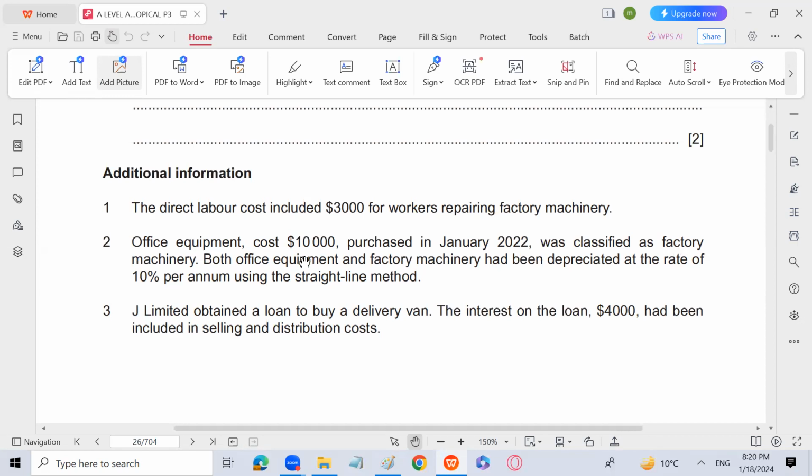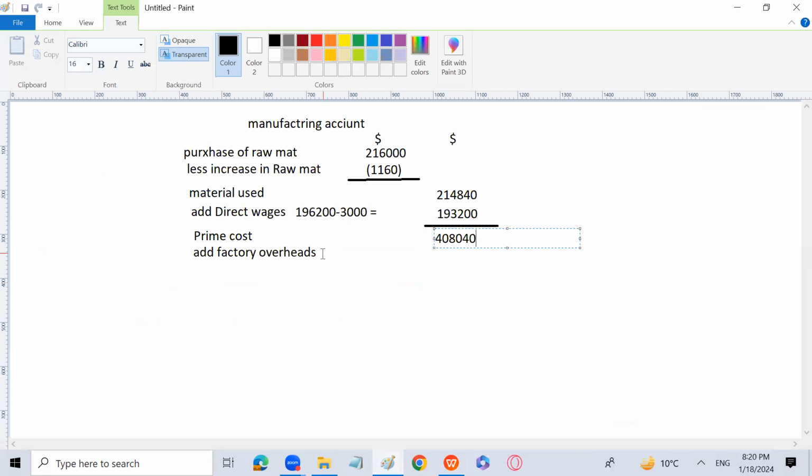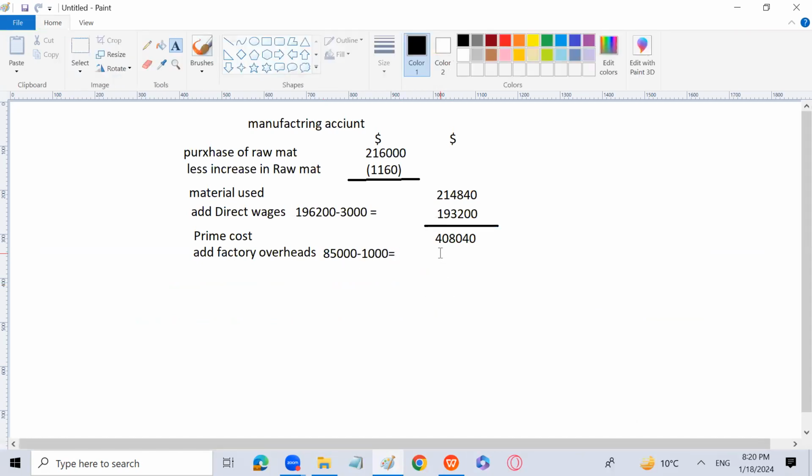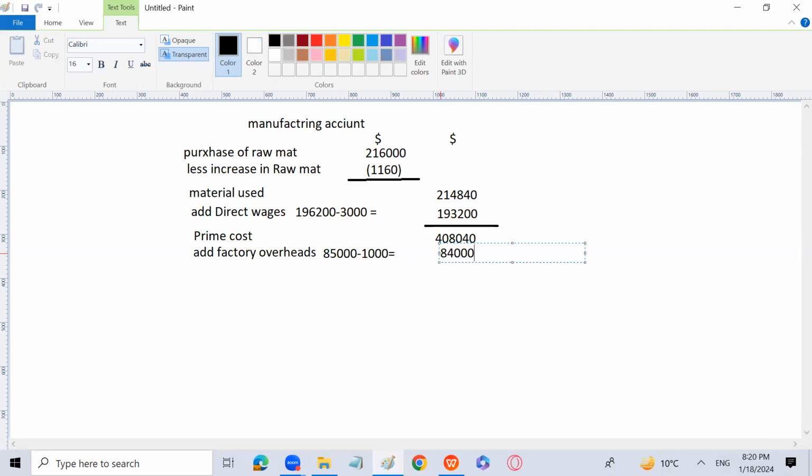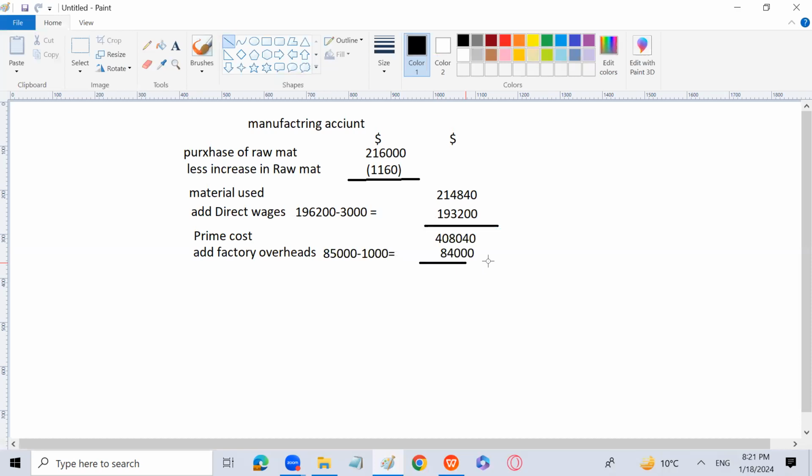So we are not supposed to charge depreciation, which is going to be 10,000 at the rate of 10%, 1,000. That 1,000 should be added in the office expenses as depreciation on office equipment, but we have wrongly added it in factory overheads as depreciation on factory machinery. We have to subtract it. So 85,000 minus 1,000, which is 10% of 10,000, and we have added it wrongly over here because that is not the depreciation on factory machinery, that is the depreciation on office equipment. And then you will get the amount of factory overheads.